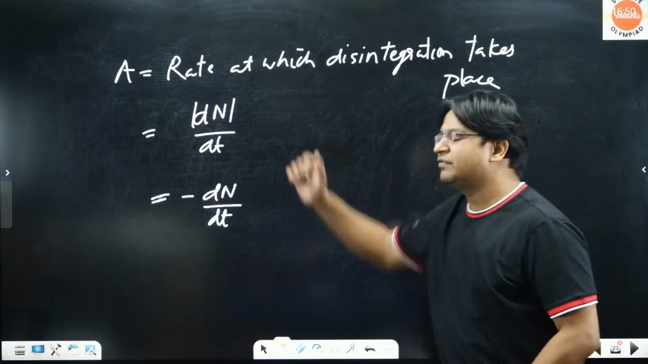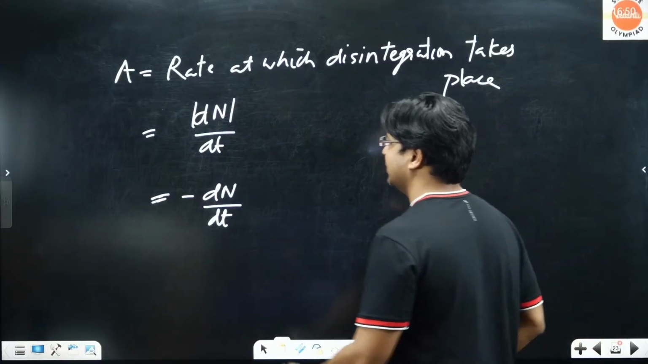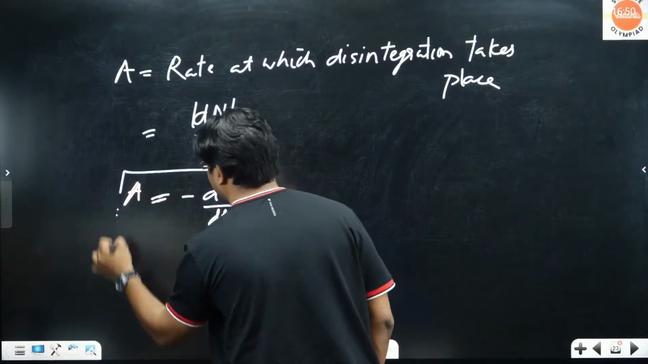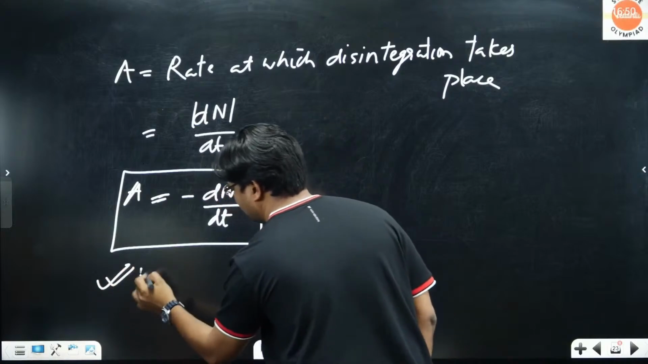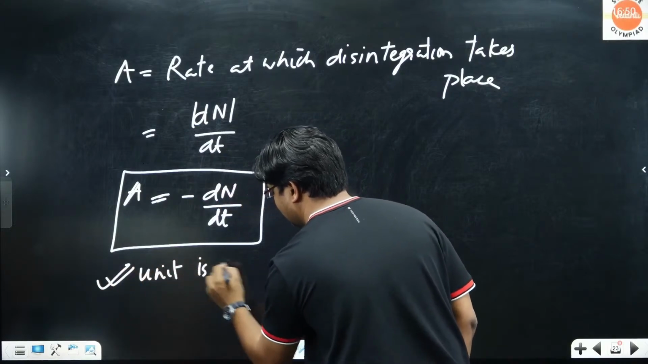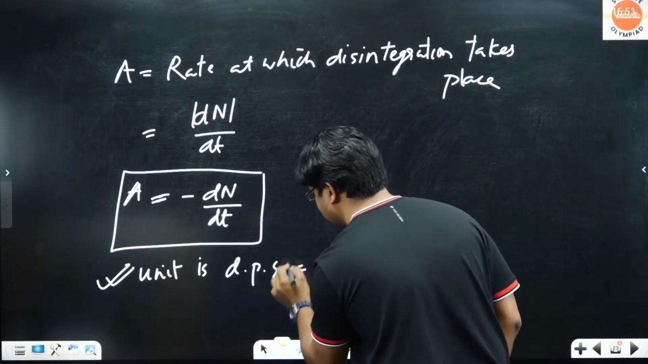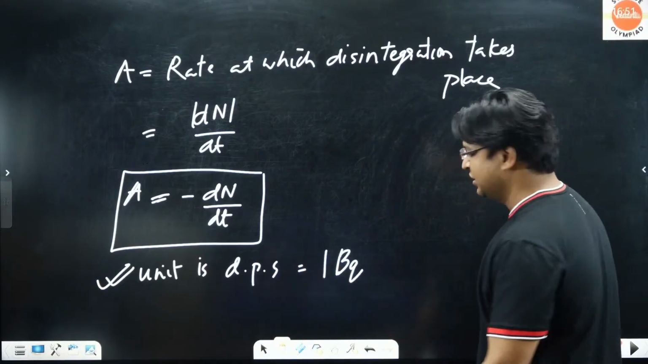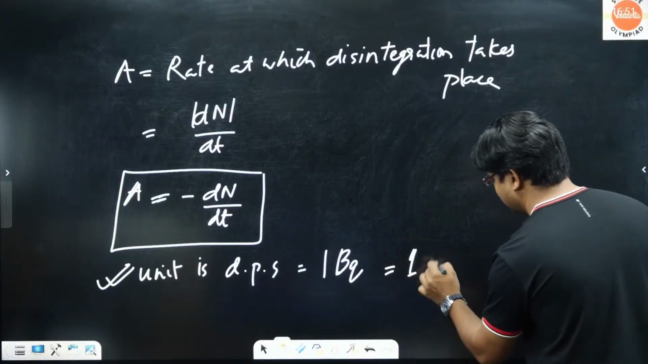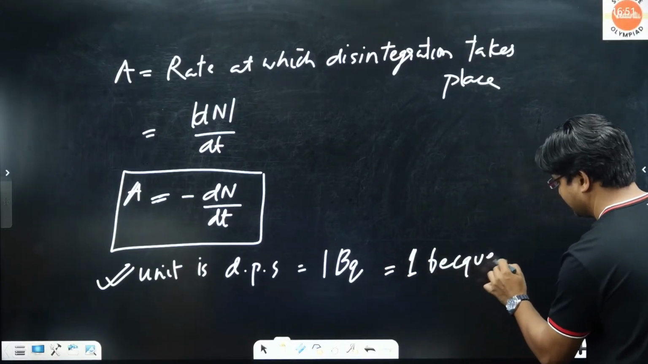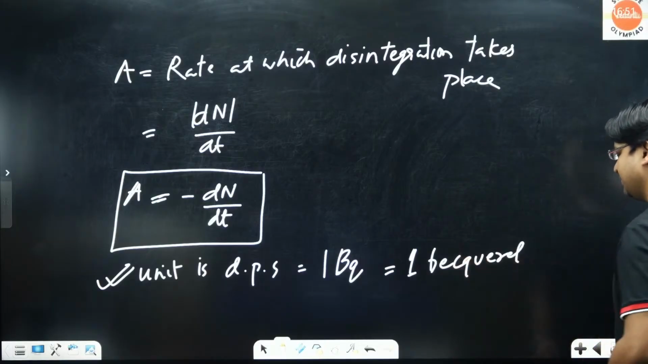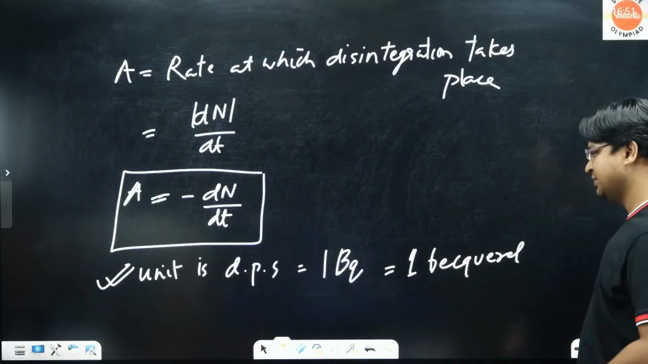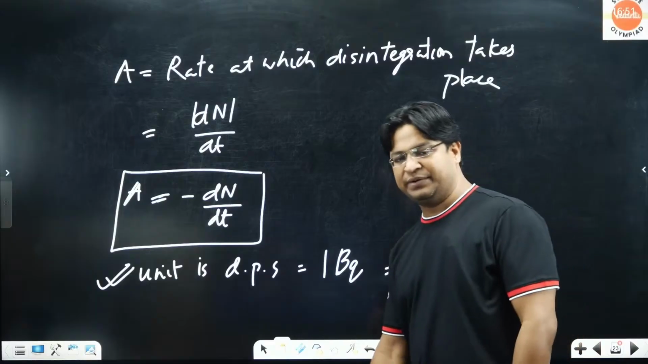Okay, because dN itself would be a negative number, N is decreasing. So that is how we define activity. The unit of activity is dps. dps is disintegration per second, and it is also called becquerel. So 1 becquerel is 1 dps. All right, so this is the activity.